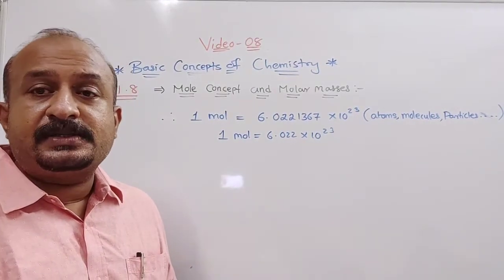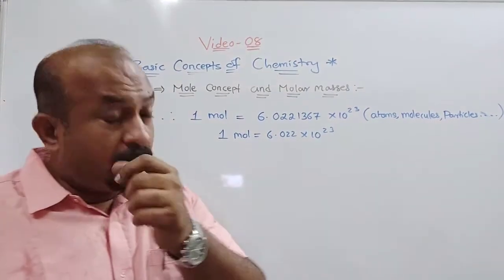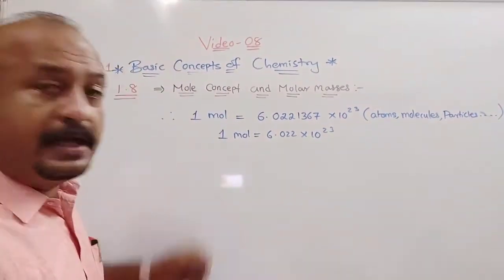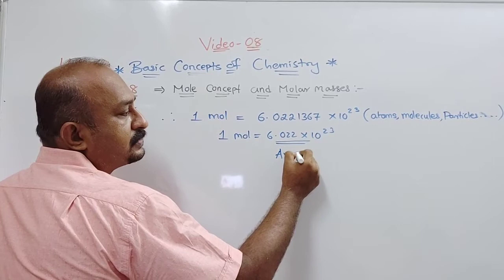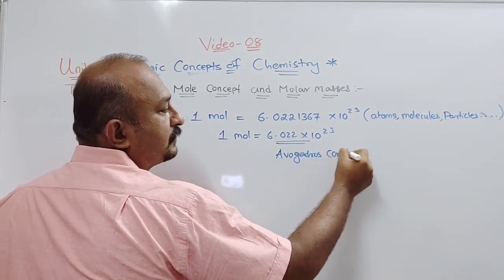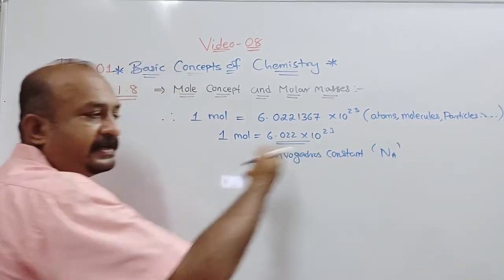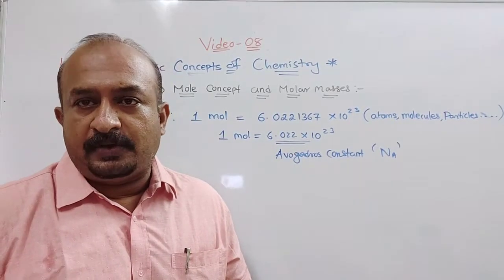Now this is given a special name, in honor of a scientist, Avogadro, and this is also called Avogadro's constant. The symbol for this is given like this, Na. It is written like this. So this is your Avogadro's constant, which we call 1 mole.